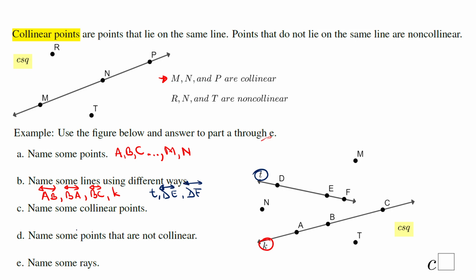Name some collinear points. Can I say A, B, and C? Yes, of course. A, B, and C are collinear points. Or do we have another choice? Of course, we have D, E, and F.